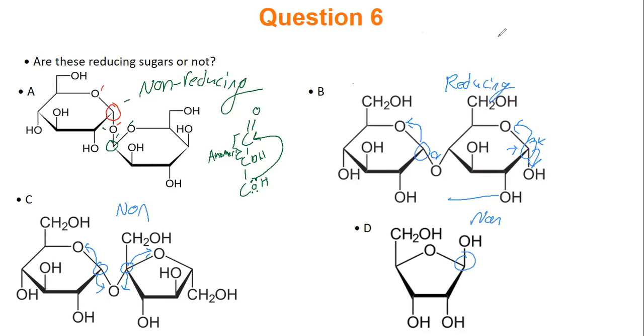B is reducing because the anomeric carbon right here is not bonded in the glycosidic bond. So if you have a free anomeric carbon, it is reducing. A, C, and D are non-reducing. So you're just asking the question, are my anomeric carbons in a glycosidic bond? If you have one free anomeric carbon, you're reducing. That's all it takes. You can have 99 bound anomeric carbons, but if you have one free, then it is a reducing sugar.